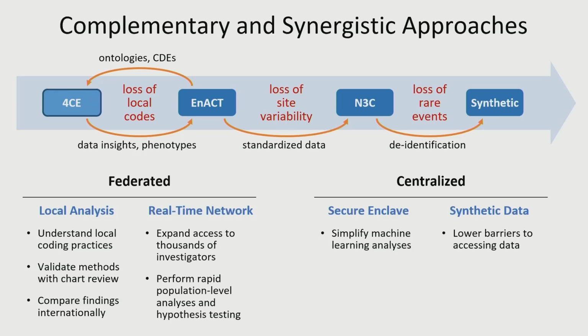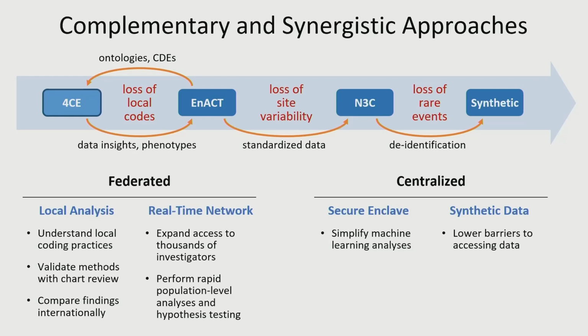In N3C, you have that advantage of all the data being in one place. But when you pull data from many different institutions, you lose the site variability, and that's important. Sites have different patient populations, they have different standards of care, different laboratory tests they use. When all that gets kind of mushed together, you lose a lot of important signal.